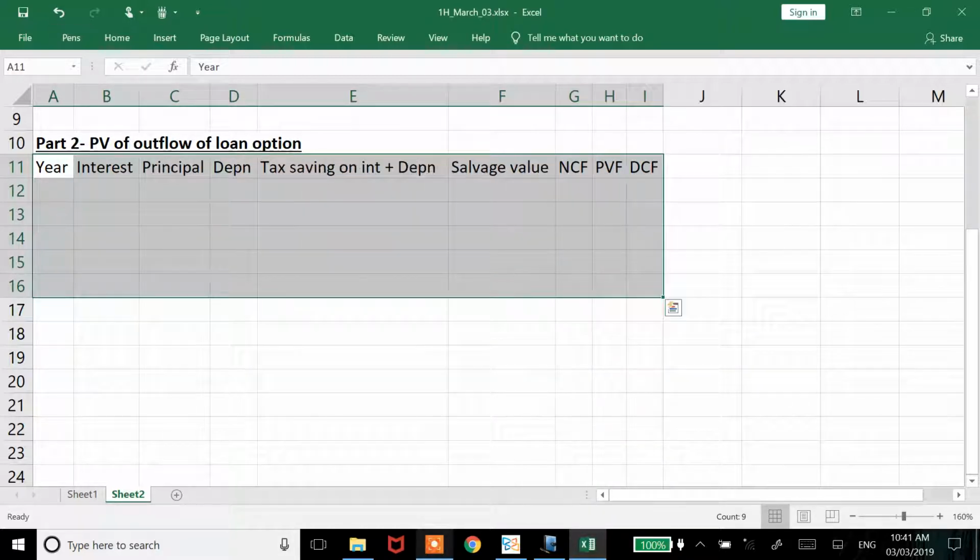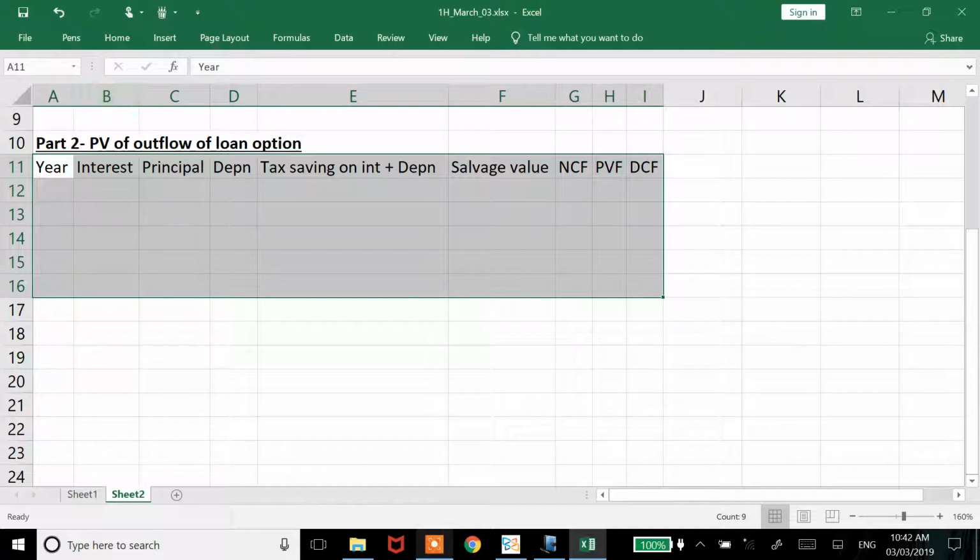So year, interest, principal. Listen, some questions, instead of using the word interest and principal, will use year, interest, installment. If it's installment, principal and interest is already added. So your NCF is installment minus tax saving on interest and depreciation minus salvage value. Why do I use the word installment? Because installment is earlier calculated. I don't want to calculate principal again. There's no point in doing that calculation.